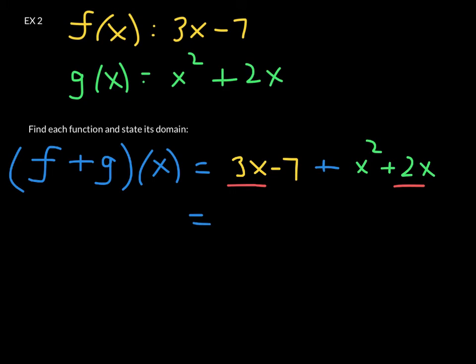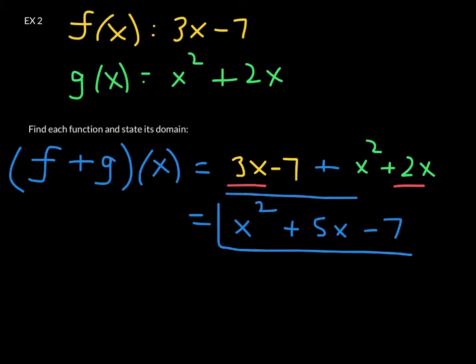So then the sum function would be x squared plus 5x, that's 3x plus 2x, 5x, and then you have a minus 7. So this is the sum function. This is the function that you get when you take f and g and add them together. Now, as far as its domain is concerned, what kind of function is f plus g? What kind of function did we get? You can see it's x squared plus 5x minus 7.